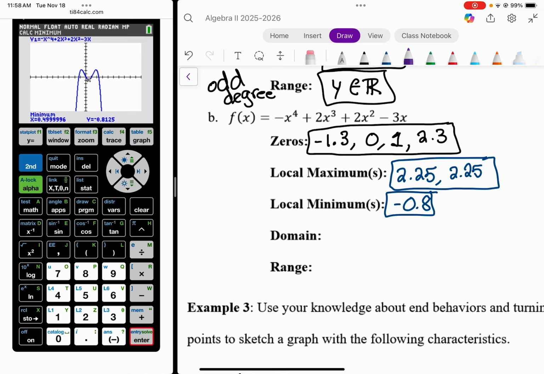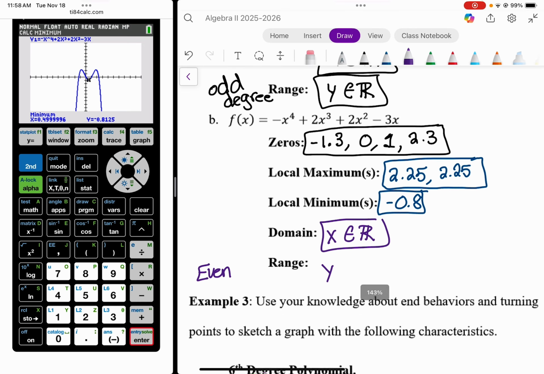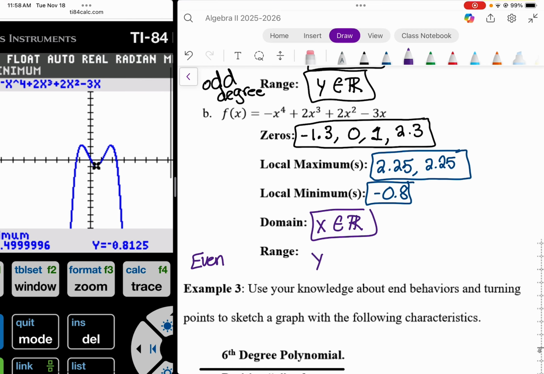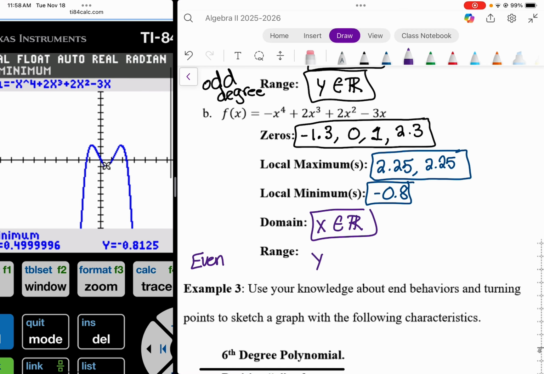Then for our domain and range, remember domain is always all real numbers. For my range, however, this one has an even degree. So that means I have to write an inequality. Your inequality is going to be written with your minimum or your maximum value. So if we look at our graph, the highest this goes was that maximum point, which we said was 2.25. And then our graph goes below 2.25. So because it's going below that, that means our y has to be less than or equal to 2.25.